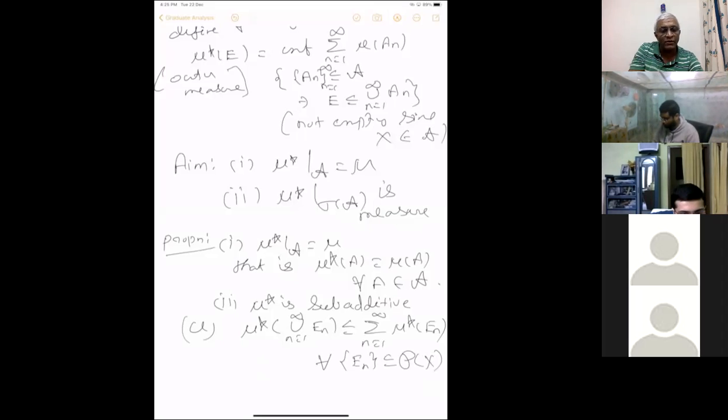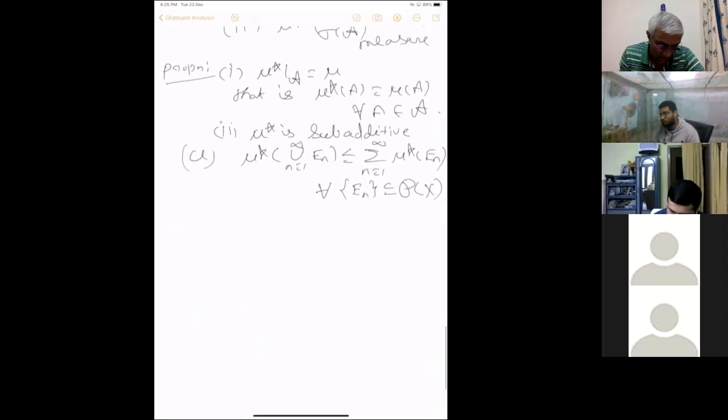So we have the outer measure, which is subadditive, but it will not be additive. I mean, it will not be sigma additive. That is our problem. That is why we cannot take the power set.